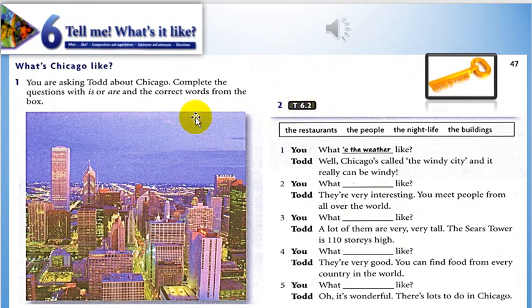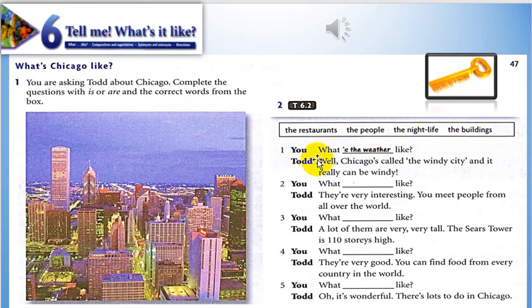It's on page 47 in your book. What's Chicago like? Okay. Now, you are asking Todd about Chicago. Complete the questions with is or are and the correct words from the box. Here is the box. The words are the restaurants, the people, the nightlife, the buildings.